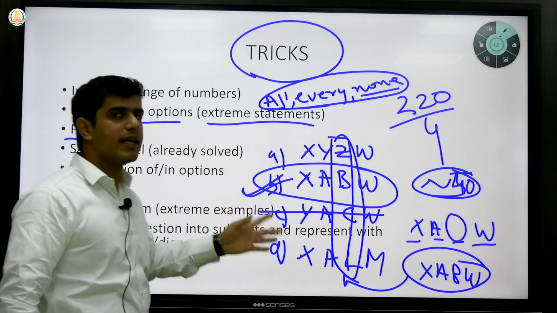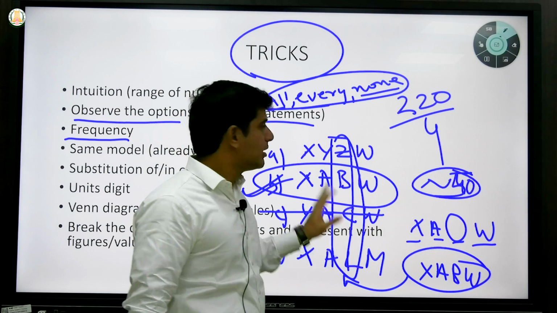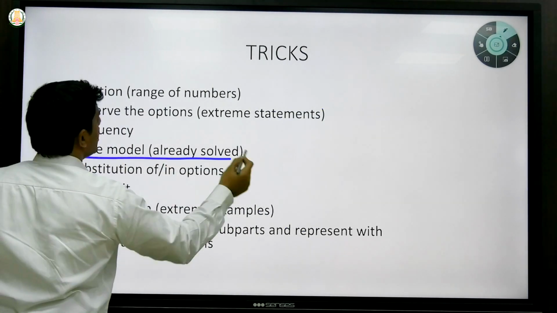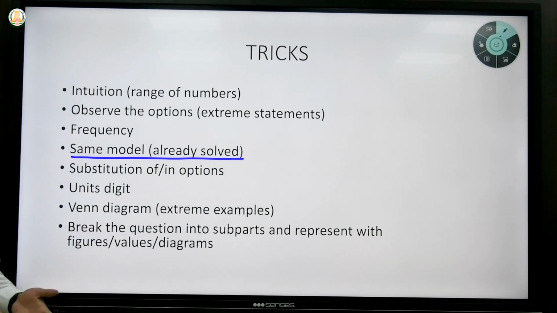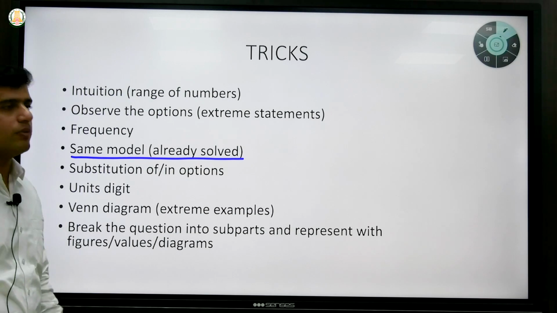So what we should do is take advantage of the situation and see whatever is repeating closely, which means that will be the answer. Next is same model, which basically means whatever we have done, let's say in CSAT 21, some models will get replicated in 22. So it's always good to be thorough with your past year papers.